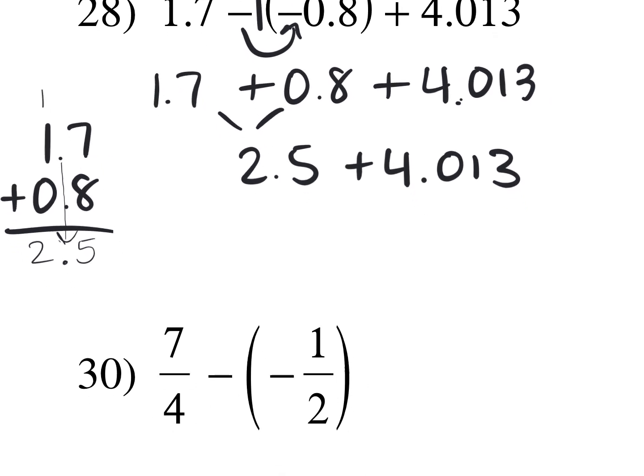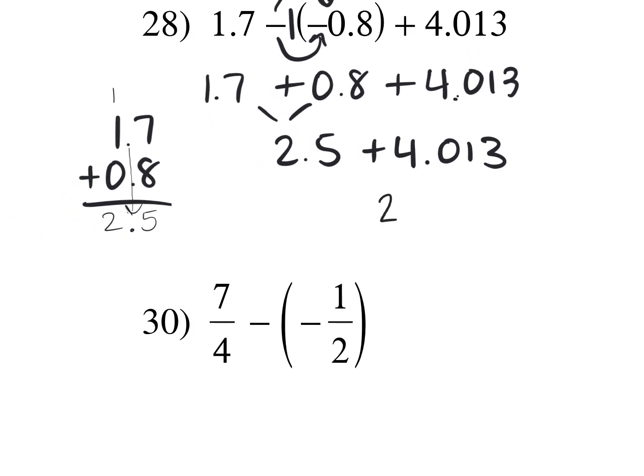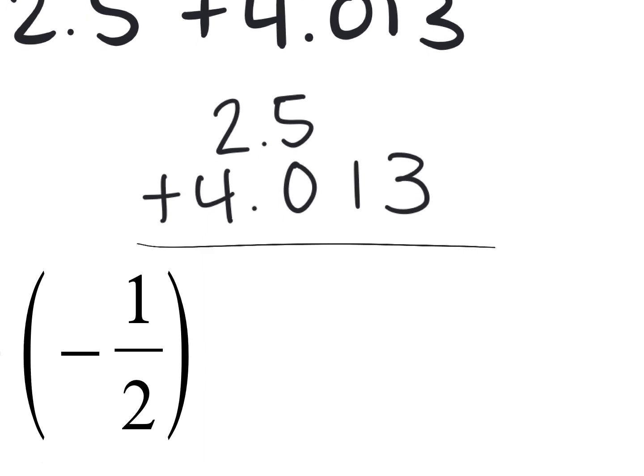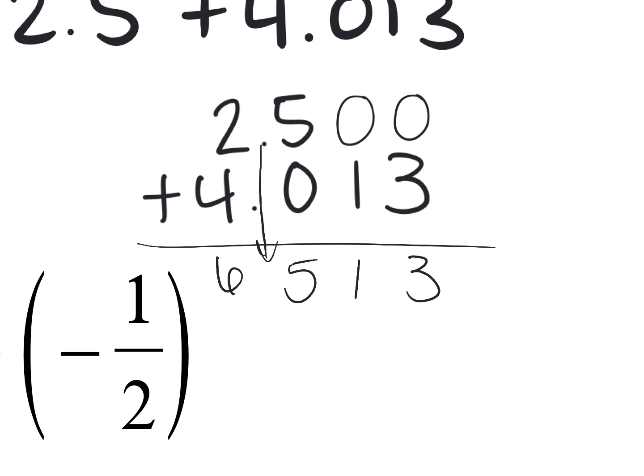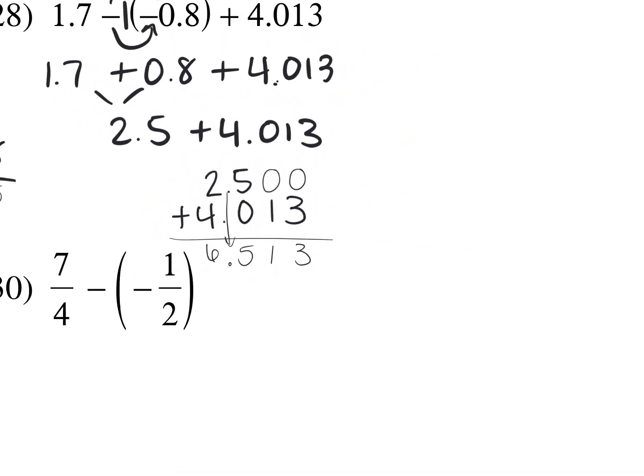4.013. Make sure you line up your decimals when you add these two. It's going to be 2.5 plus 4.013. Notice how my decimals are lined up. Now I just add them. Now, 2.5, you can always add zeros after your decimal, okay, if your numbers don't match up. So we add a 0 here, we add a 0 here. 0 plus 3 is 3. 0 plus 1 is 1. 5 plus 0 is 5. And 2 plus 4 is 6. So I bring down my decimal, and my answer is 6.513.